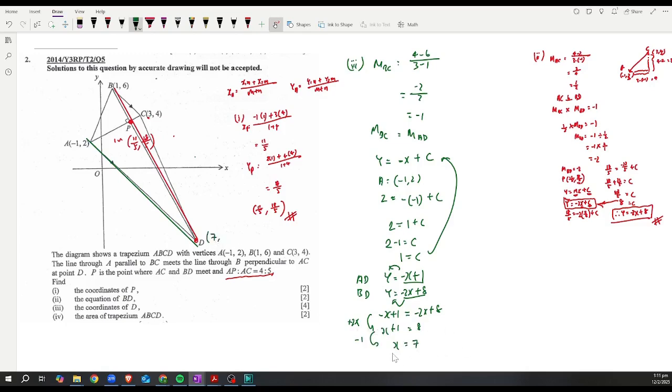Okay, then to find the y coordinate, right? Since D lies on both lines, we can just substitute x into any of the lines, either the equation of AD or BD. So sub x into 1. We have y equals, sub x equals 7 into 1, y equals negative 7 plus 1, which is negative 6. Alright, so the coordinates of D will be (7, -6).